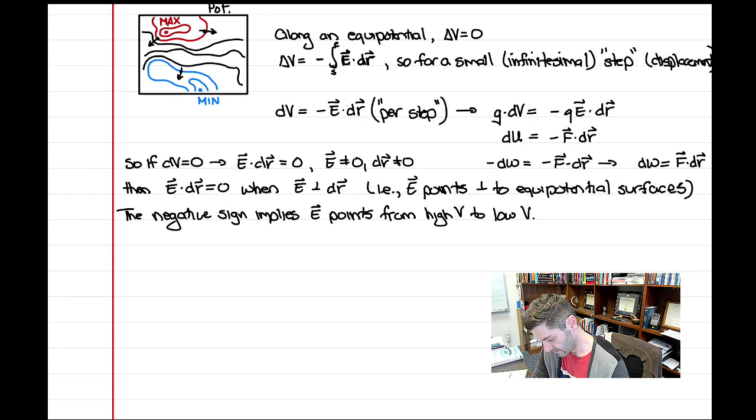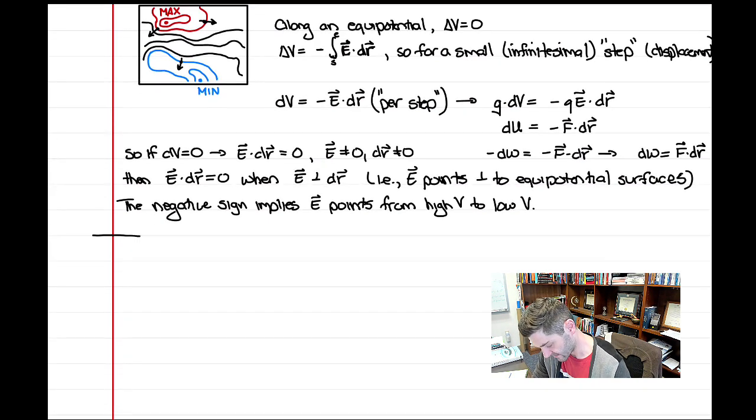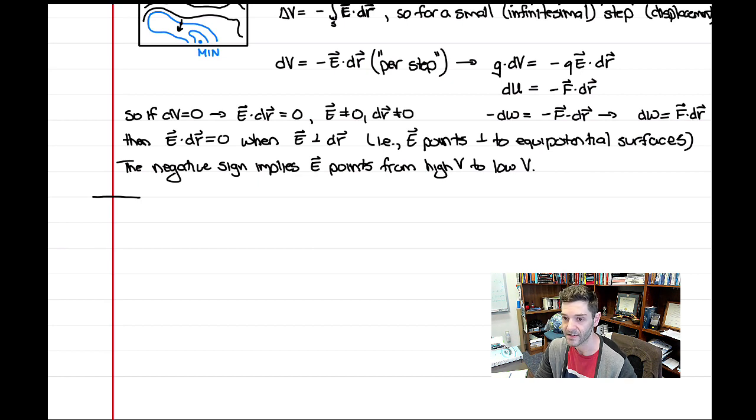So that was one point I wanted to make, of connecting some of the stuff we've been talking about with these contour drawings and equipotential surfaces. Equipotential surfaces are going to play an important role when we get to capacitors and circuits, which is the next unit.